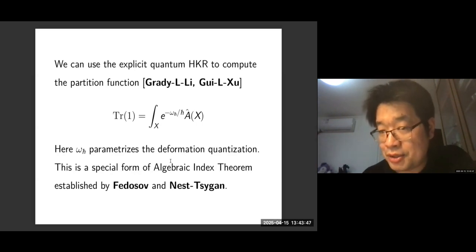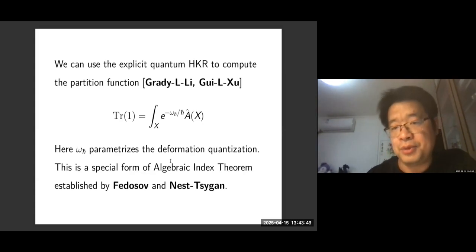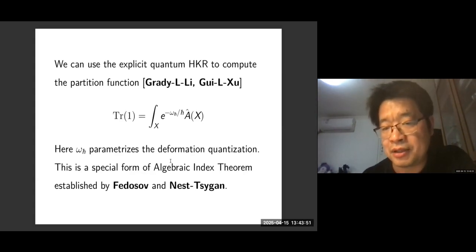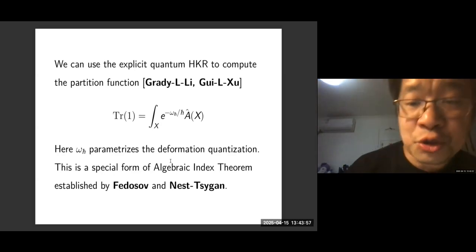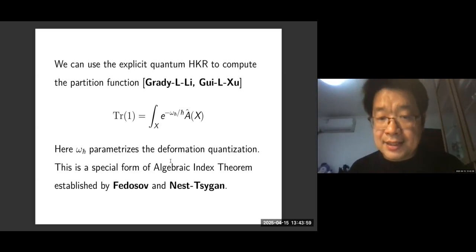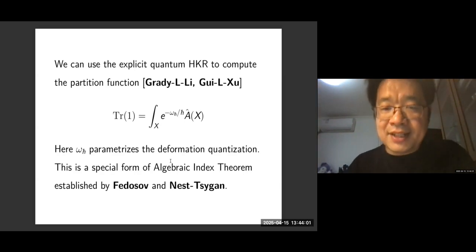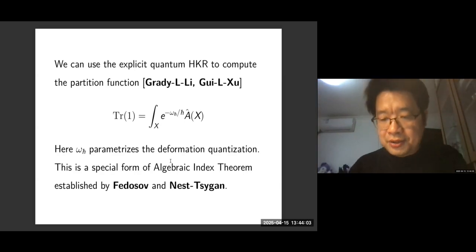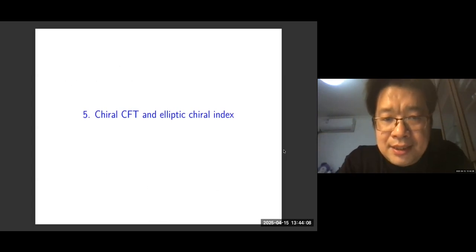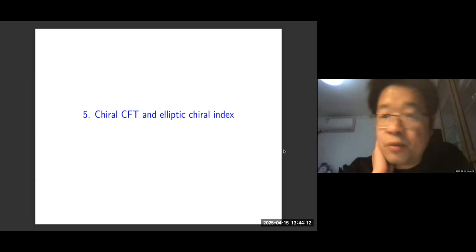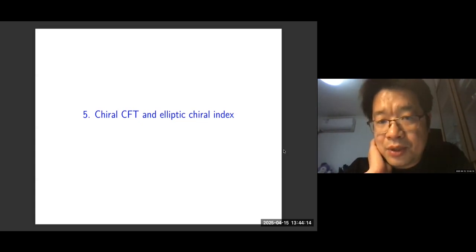If you go to the higher dimensional case, for example, if you move from a quantum mechanical system to conformal field theory, does this work? Do we have an analog of this algebraic index? And the answer is yes, we can find some algebraic analog. So let me briefly discuss this work. I will say a few words about chiral conformal field theory and what we call the elliptic chiral index.